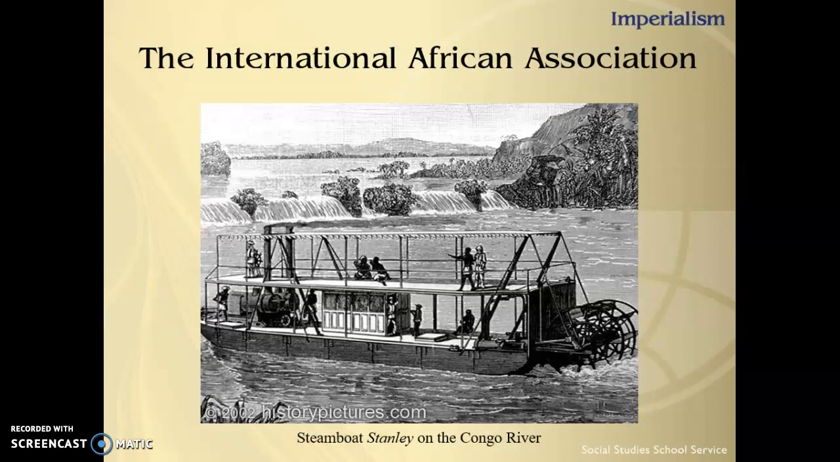Getting back to Leopold, though, in 1882, he forms a company called the International African Association. This was his private holding company, and it's going to control much of the Congo. So much so that by 1882, it had secured 900,000 square miles of territory. Okay, part of it involving the Congo River. And again, you think about the advantages that the Europeans had, steam, the steamboat, and they would use this to go up and down the Congo River.